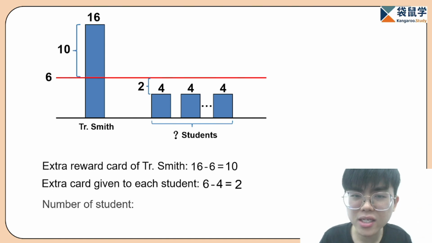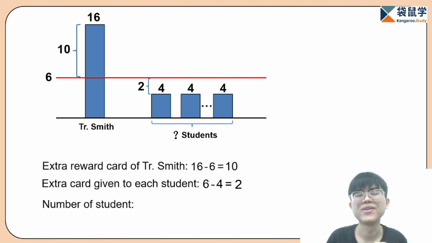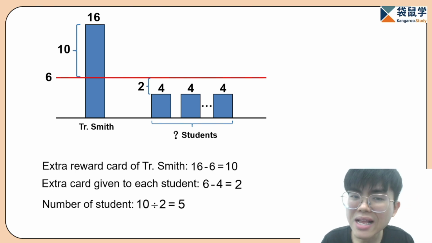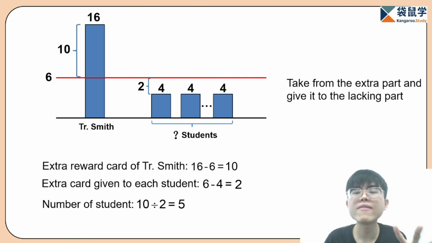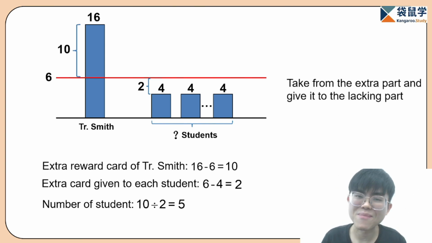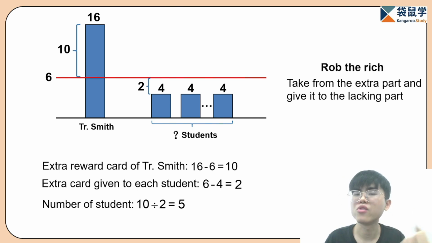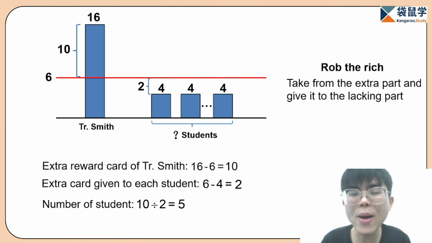So how do we find the number of students? It is just 10 divided by 2, which is 5 students. What we are doing here is, we take from the extra part and we give it to the lacking part. And we know that both parts will be the same. This concept is what we call rob the rich. Rob the rich. So now let's go back to our question.